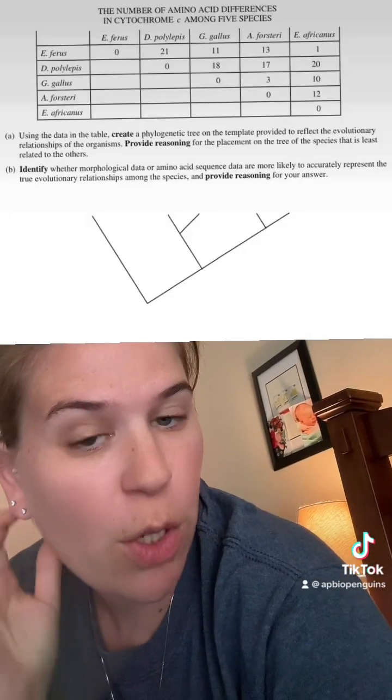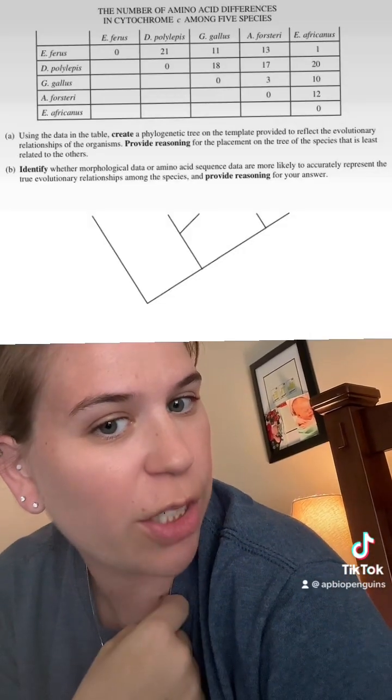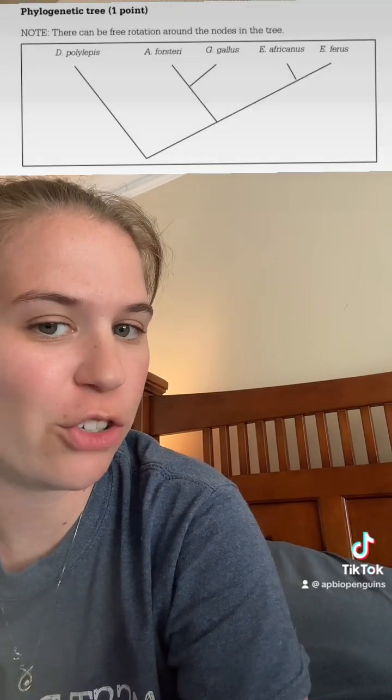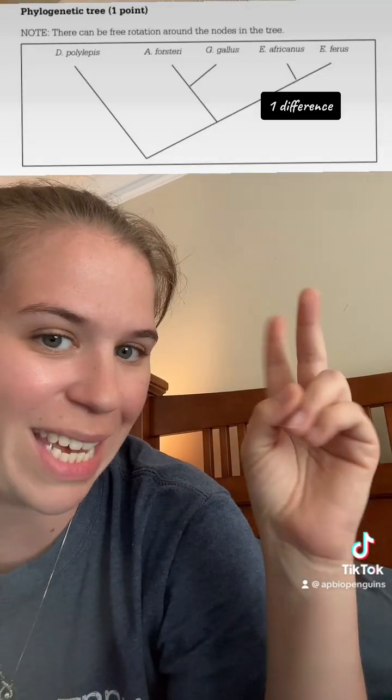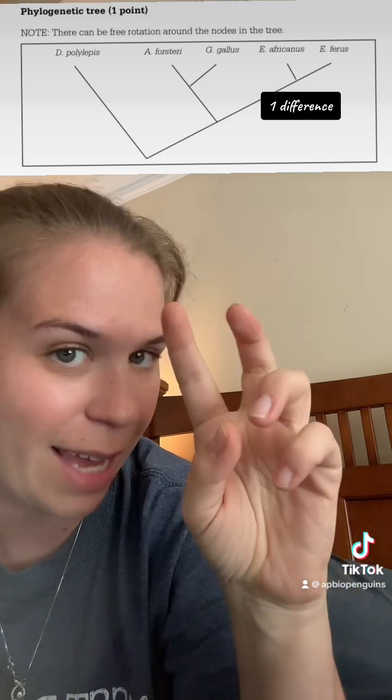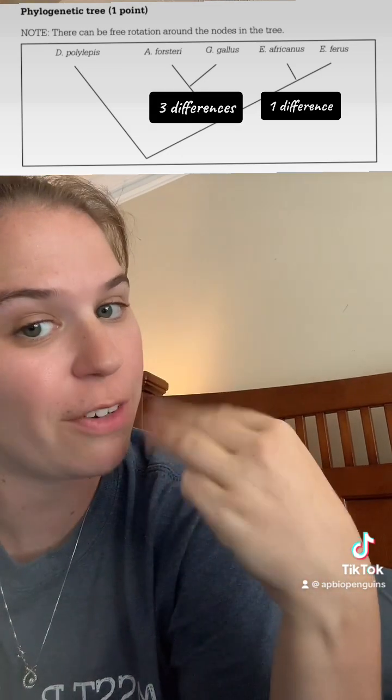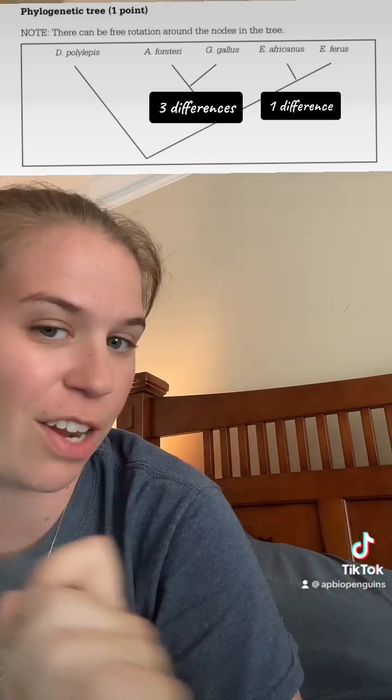I'm running short on time, so go ahead and pause the video and see if you can answer this question. This is one of 4 different answers you could have put here. You had to put the 2 E's together because there was one amino acid difference, and the A and the G had to be together because there were 3 differences, but you could rotate on any of those branch points.